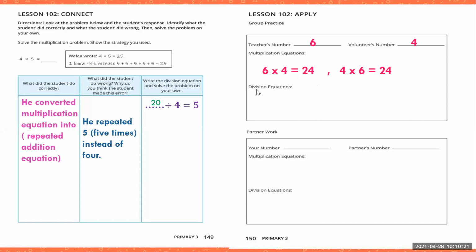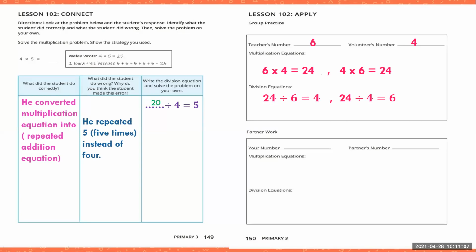Now we want to find division equations. Which number should I put first? Excellent. I should put the greatest number. The product in the multiplication equation should be first in the division equation. So 24 divided by 6 will give me 4, and 24 divided by 4 will give me 6.